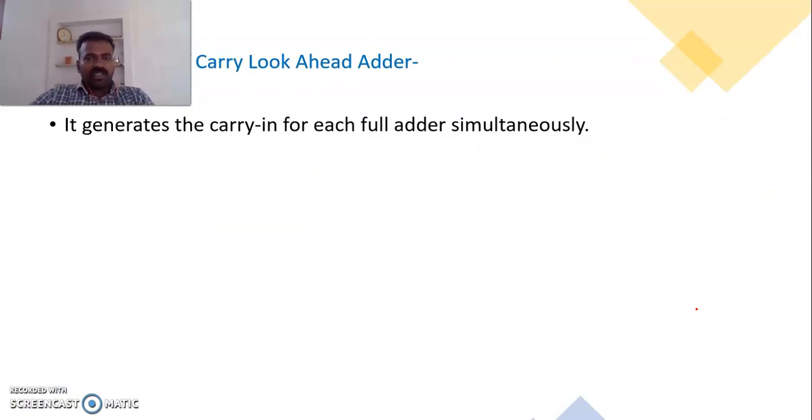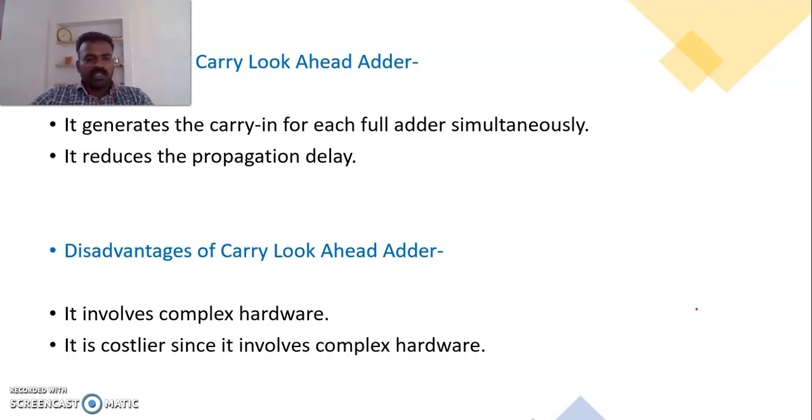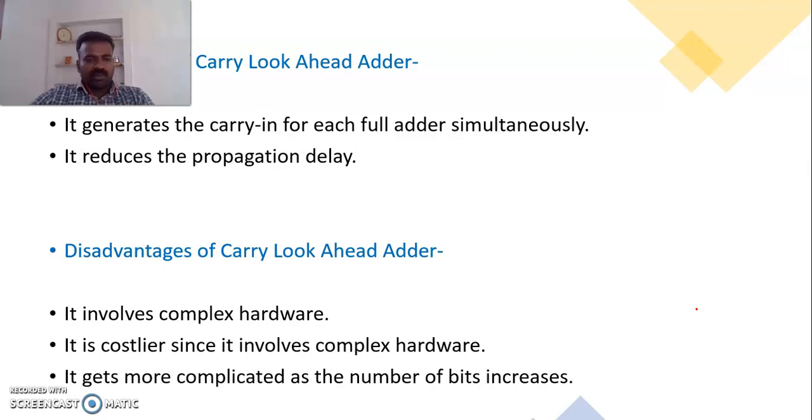Some of the advantages: each full adder works simultaneously and it reduces the propagation delay. And the disadvantages: it involves complex hardware. We have some extra combinational circuits, so it will take some time to design the circuits. It is costlier and complicated. These are some of the disadvantages.